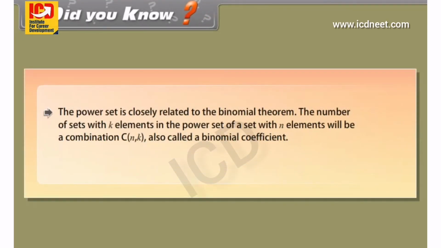Did you know? The power set is closely related to the binomial theorem. The number of sets with k elements in the power set of a set with n elements will be a combination nCk, also called a binomial coefficient.